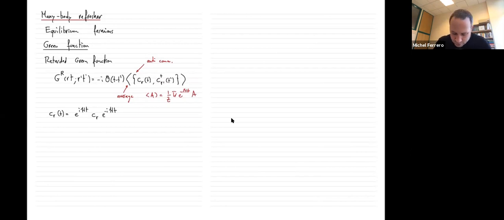And to connect with experiments, I want to introduce something which is very important, which is called the spectral function.